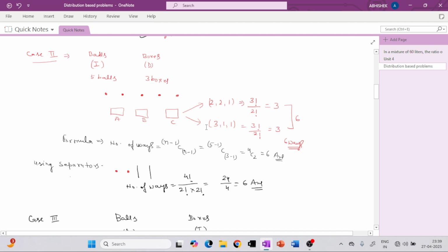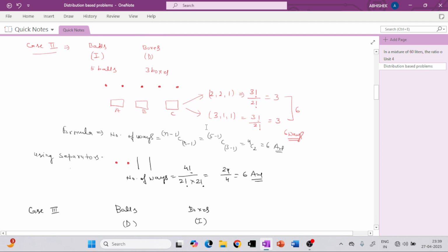Now the second case, when balls are identical but boxes are different. Suppose that there are 5 balls, these are identical balls, and the boxes are different. Different means the boxes are labeled, suppose A, B, and C. Okay. So if no box remains empty, how can we distribute the balls? So balls can be distributed in two ways, 2 2 1 or 3 1 1.